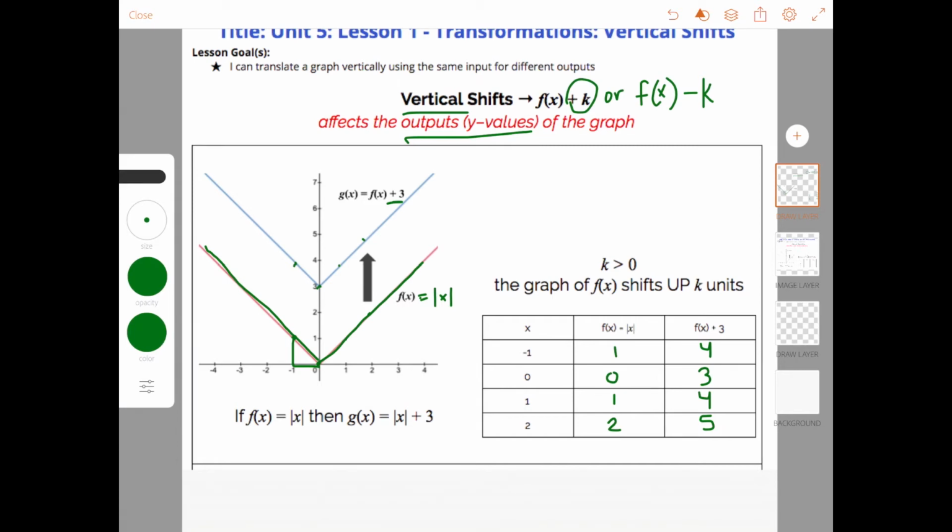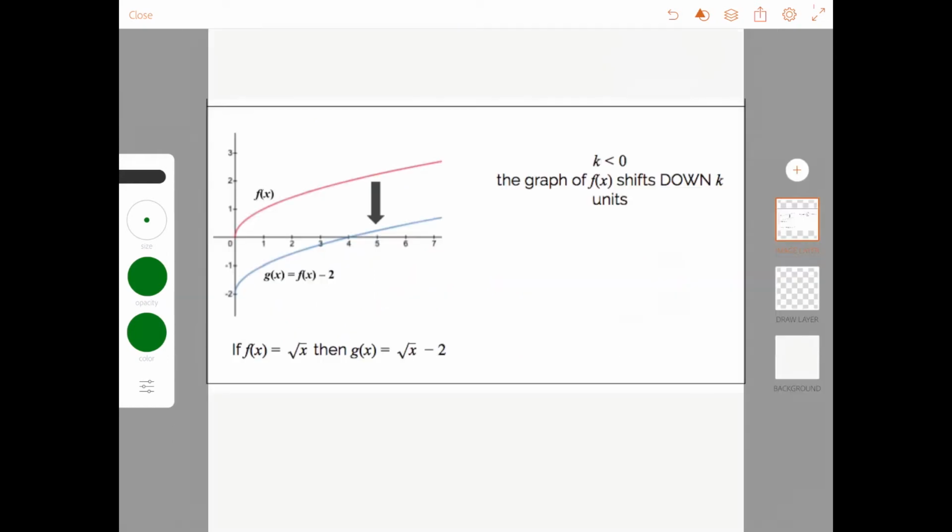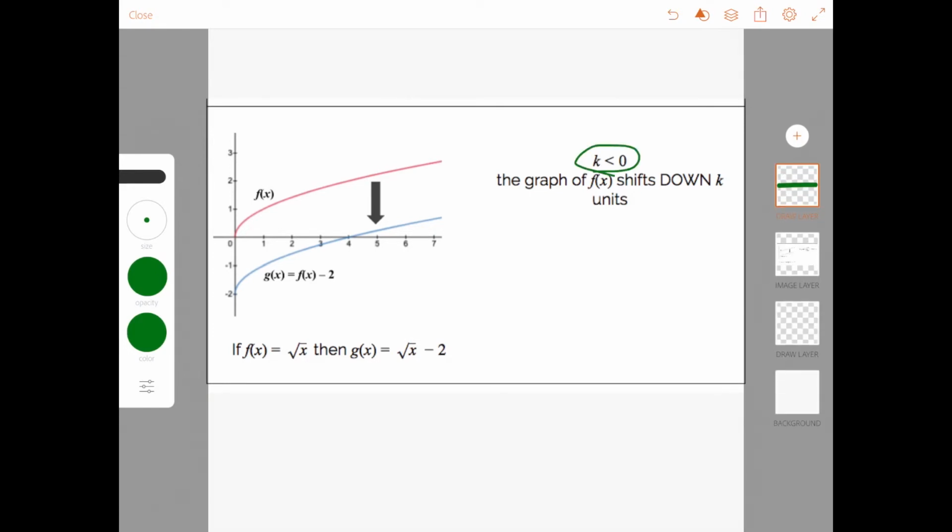And now we're going to look at a vertical transformation, but instead moving down. Now here we're looking at the graph of the square root of x, and then a transformation where this graph has been vertically shifted down 2 units. So when k, that number that's added or subtracted from our graph, is negative, when k is less than 0, the graph will shift down k number of units. In this case, it's 2 units.